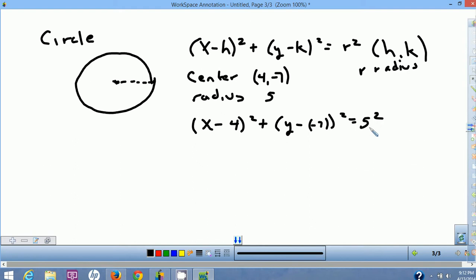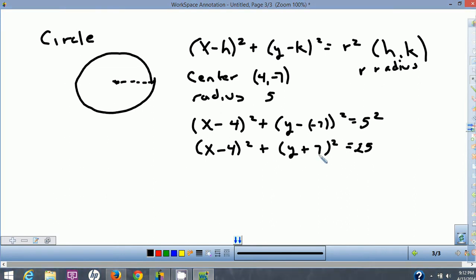And more often than not, I would simplify that equation, and I would write this as (x - 4)² + (y + 7)² = 25. So if you're given this equation and you're asked what's the center of the circle? (4, -7), because there's a minus in this formula. So (4, -7). And what's the radius of the circle? The square root of this number. The radius of the circle is 5.